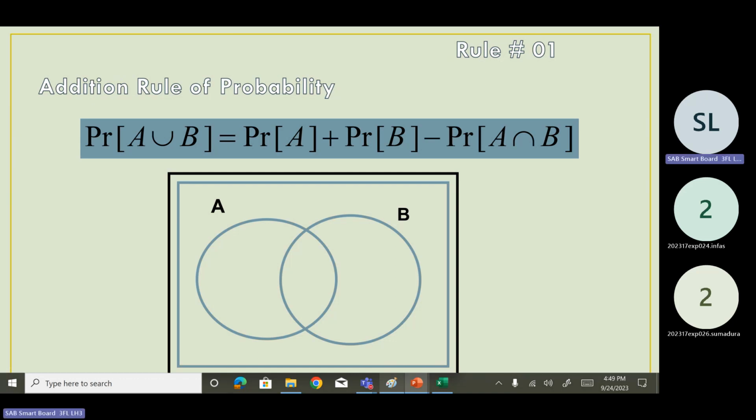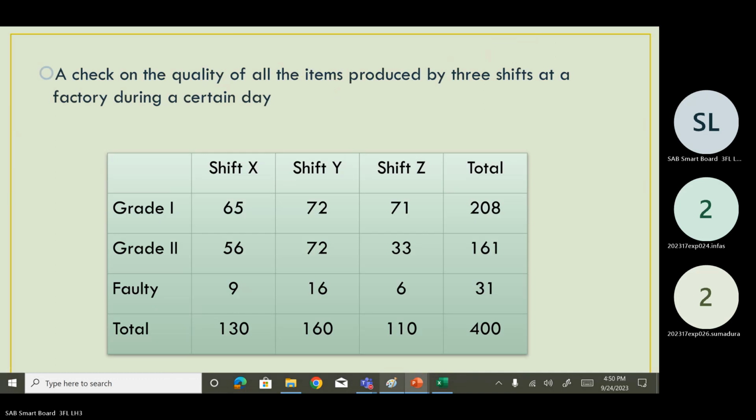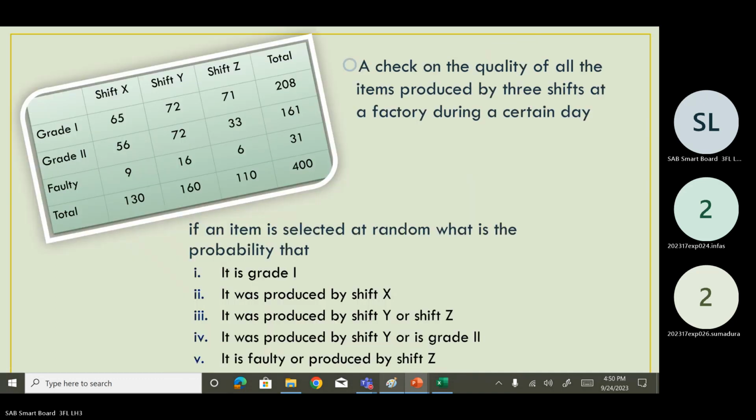I will take a simple example to use the formula. The full problem is there. I check on the quality of all the items produced by three shifts at a factory during a certain day. These are the questions. If an item is selected at random, what is the probability that it is grade 1, produced by shift X, produced by shift Y or shift Z, grade 2, faulty, or produced by shift.